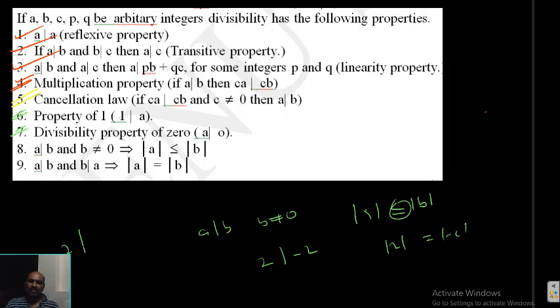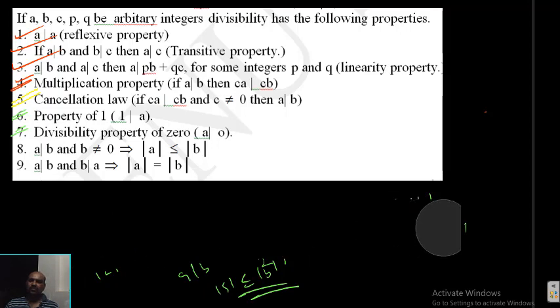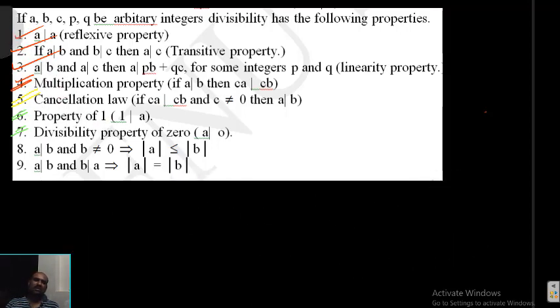2 divides minus 6, for example, correct. If you apply modulus, mod 2 and mod 6, mod 6 is greater. That's what I can say here. A divides B means mod A is lesser than or equal to mod B. So this is the property. I hope you people understood that also.